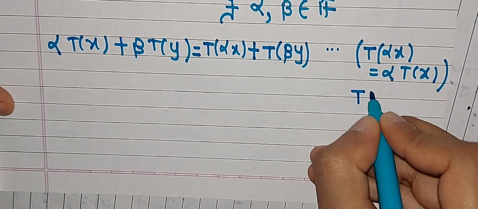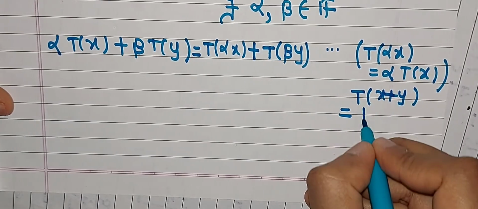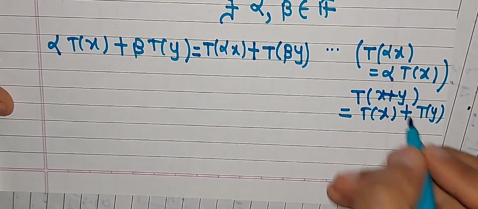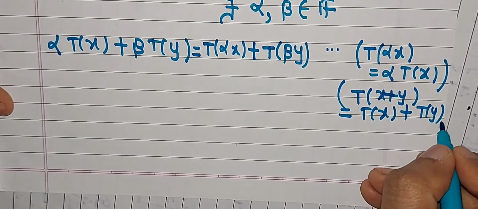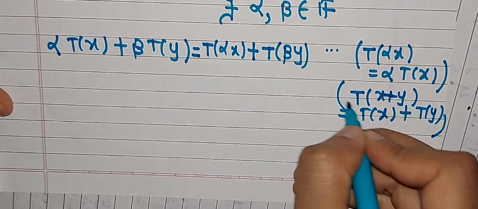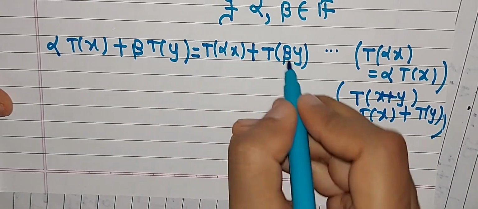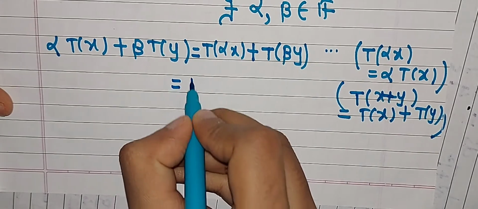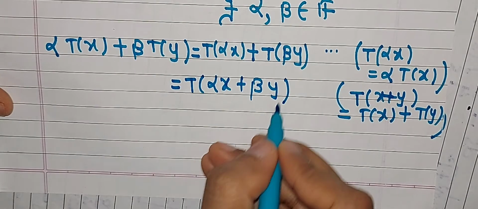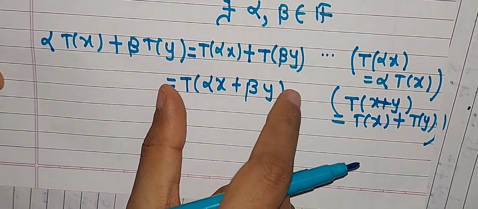Another condition is when we take T of x plus y, with respect to addition, then we can write it as T of x plus T of y. And why is this true? Because T is a linear transformation. This is our condition. So from this, when we have T of x plus T of y, we can write it as T of x plus y. Now when we have T of alpha x plus T of beta y, we can write it as T of alpha x plus beta y. Okay, and this is true because T is a linear transformation. So now we have obtained this condition.